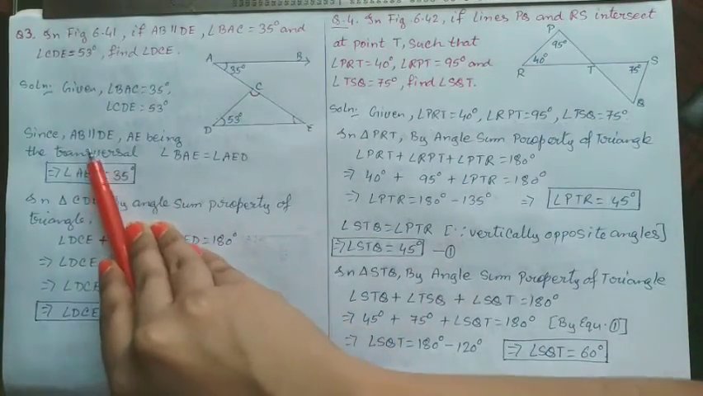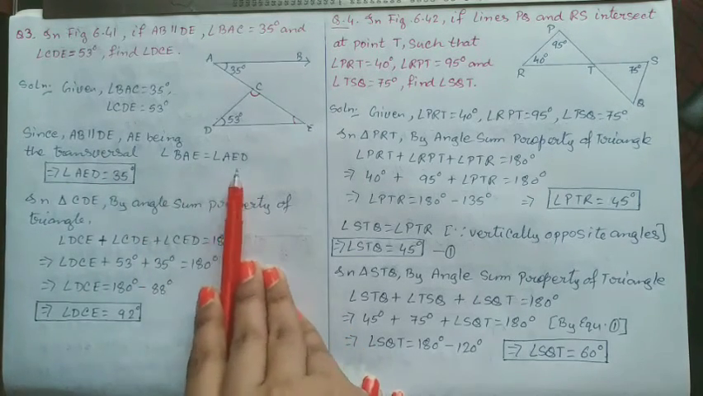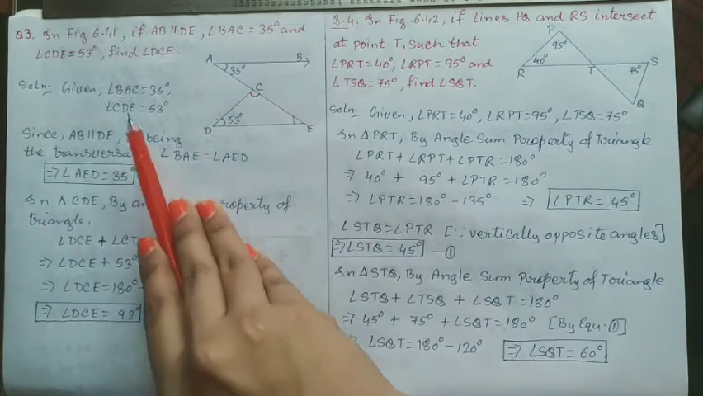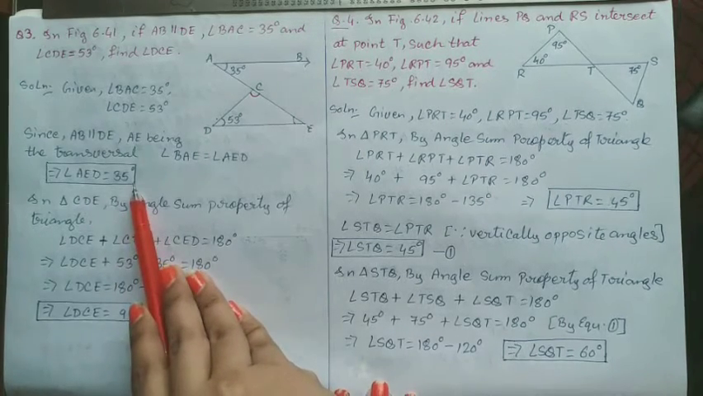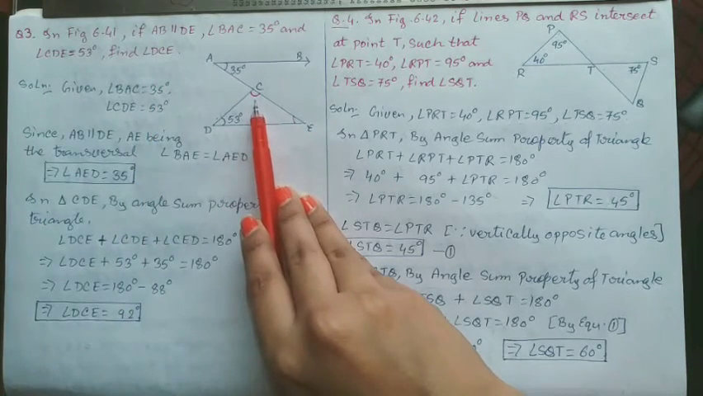Since AB is parallel to DE and AE being the transversal, BAE is equal to AED. And BAE is given as 35 degrees. So ultimately AED is also 35 degrees. Box this value. Now what do we have to do? We have to find out the value of DCE. This is the one that we have to find out.